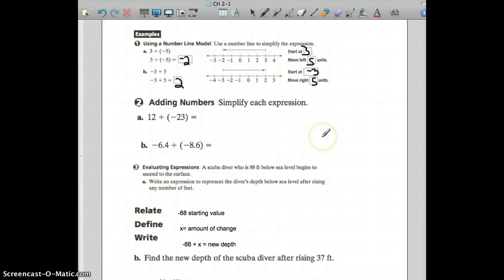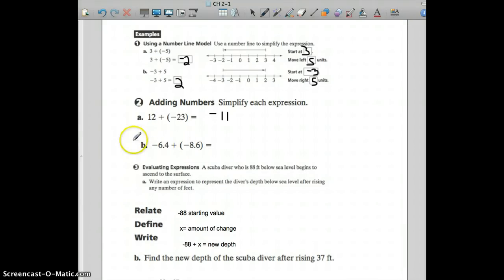The second example, adding numbers. We're going to take 12 plus -23. Our rule from the first page tells us that if the signs are different, we're going to subtract the 23 and the 12, which is a result of 11. And then we take the sign of the larger number, in this case the 23. So our result is -11. The solution, 12 plus -23, results in a -11.